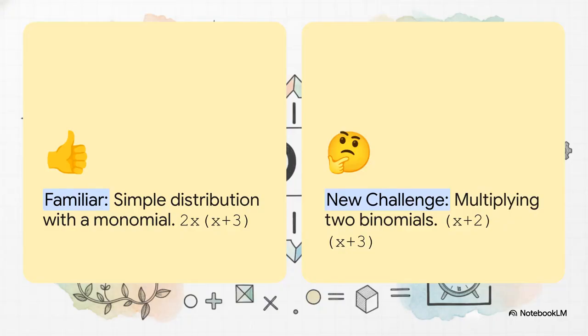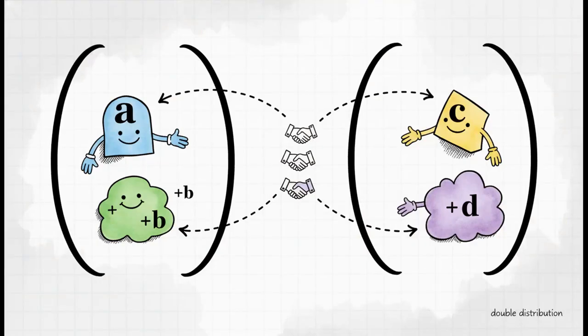You've probably seen a problem like the one on the left before, right? Distributing that 2x is pretty familiar, but the one on the right, that's our new challenge. See, we're not just multiplying by one thing anymore. We have to multiply two whole expressions. So how do we make sure we don't miss any of the pieces? Well, we need a system. And that is where the handshakes come back in.